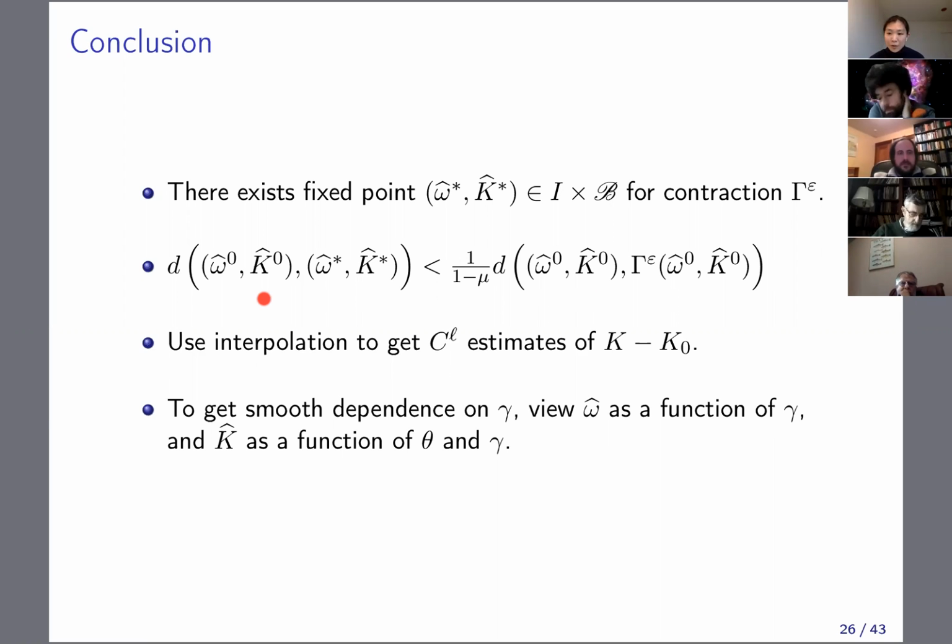And if we choose the initial guess for omega hat 0 and K hat 0 at 0, 0, basically we just take the frequency and the parameterization of the periodic orbit from the amplitude equation. Then, using this inequality, we will see that K and K0 are close in the C0 sense. However, since we have controls on the C^L plus Lipschitz norms, we can get C^L estimates of the distance between K and K0 just using interpolation.